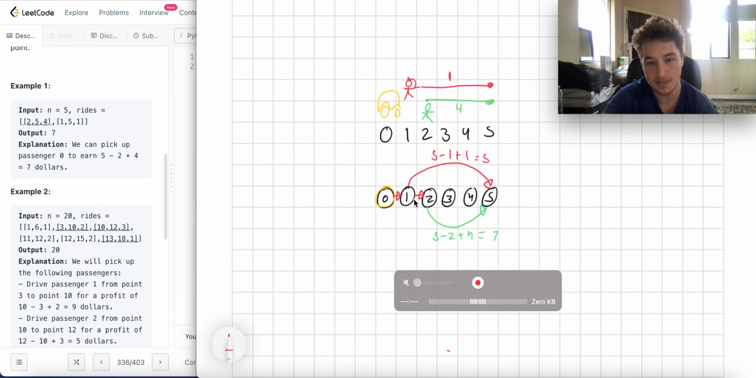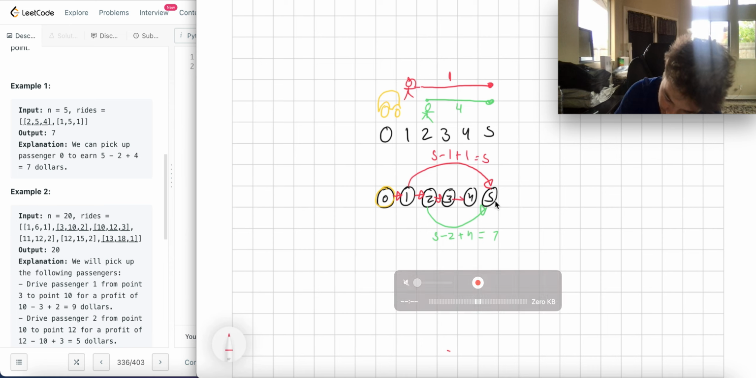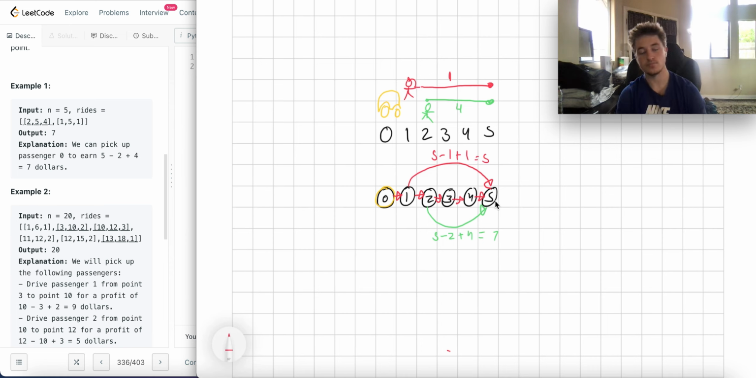Skip whoever's available at the node, or take the person. I can do the same thing here, the same thing here, and the same thing here. So this is a directed acyclic graph, or a DAG, which means that if you model the system in this way, it is a prime candidate for dynamic programming.